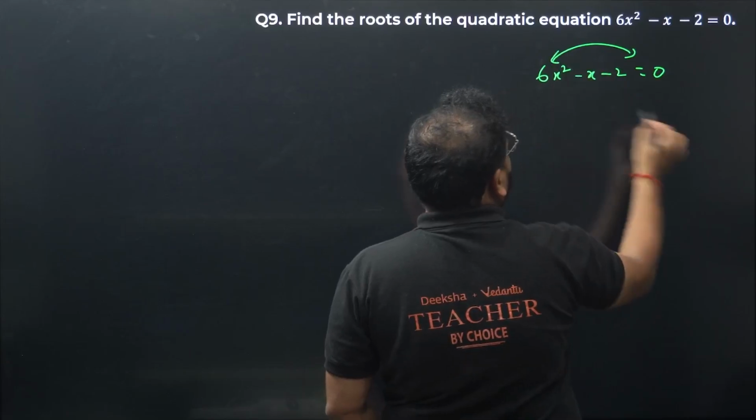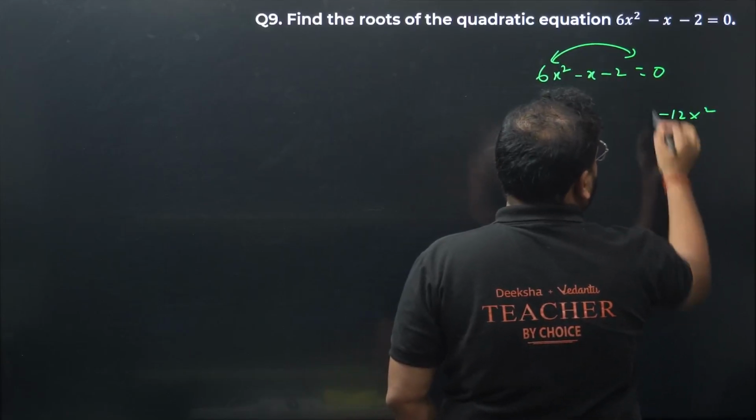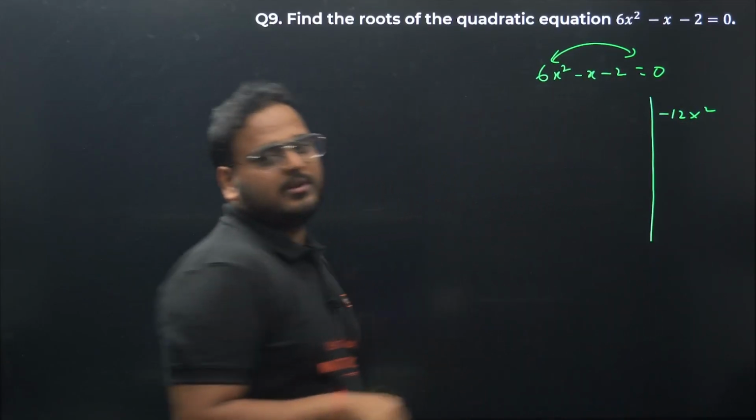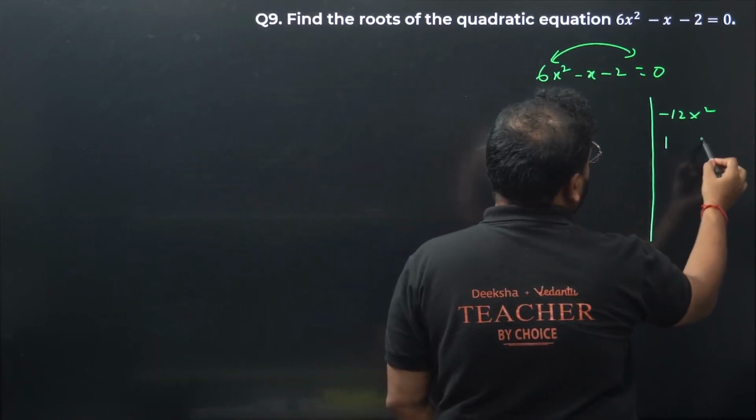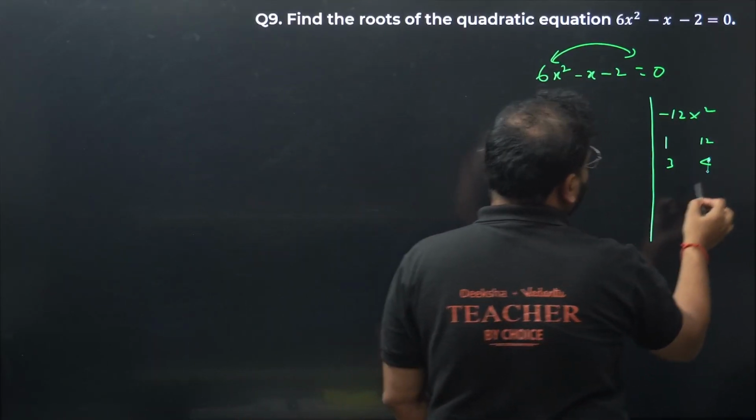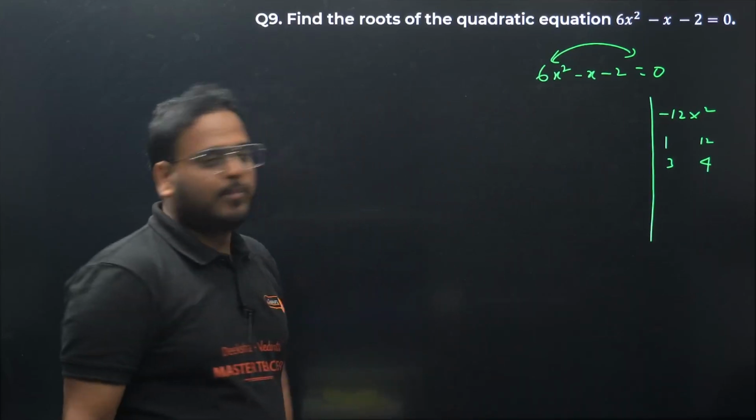Multiply these two, what are you going to get? You'll have minus 12x square as the product of the last and first term. What will the factors be? I can take 1, 12, 2, 6, 3, 4. I think 3 and 4 will work, right? If I take minus 4 plus 3, it'll work.